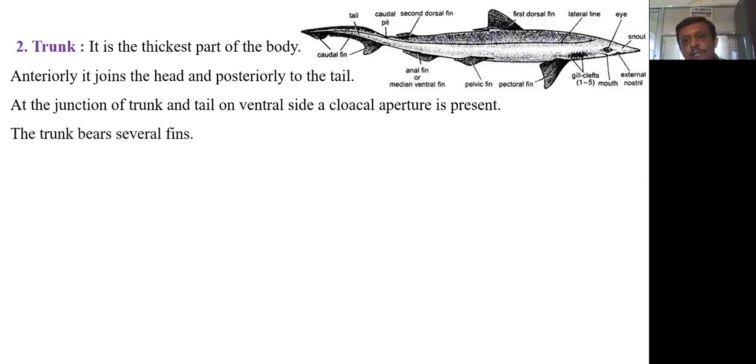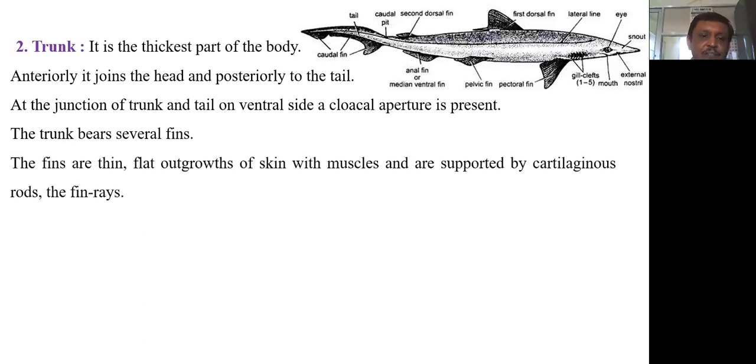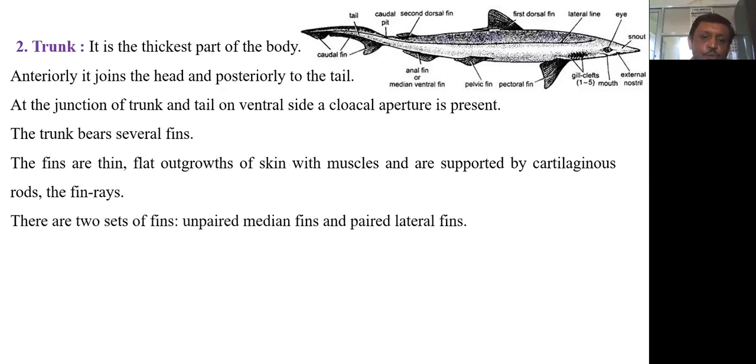The trunk bears several fins. On the trunk, there are several fins. The fins are thin outgrowths of the skin, as we have already seen in the general characters of Pisces, where we said that the fins are outgrowths of the skin. So here, in the case of Scoliodon, the fins are thin, flat outgrowths of the skin with muscles and are supported by cartilaginous rods, which are called fin rays. There are two sets of fins, that is paired fins and unpaired fins. Unpaired fins are medial and paired fins are lateral in position.